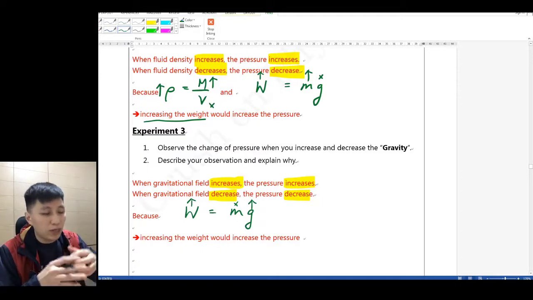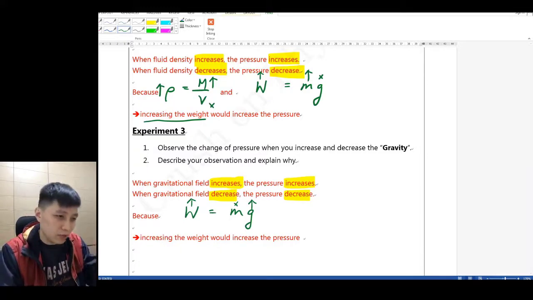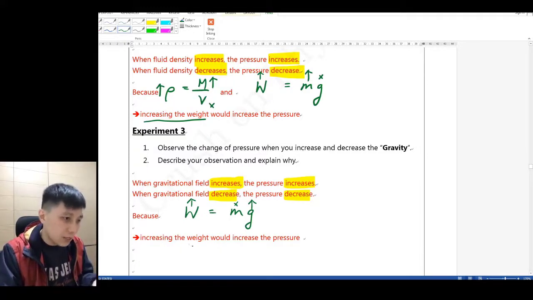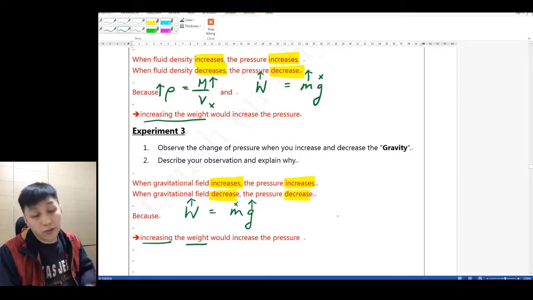Again, in the practical world, it's not really possible, right? Only possible in this virtual lab. But in this case, you will be increasing the weight and therefore increasing the pressure, vice versa.